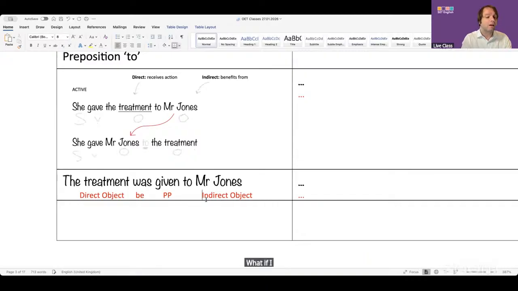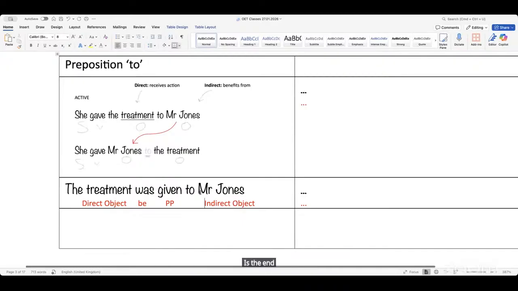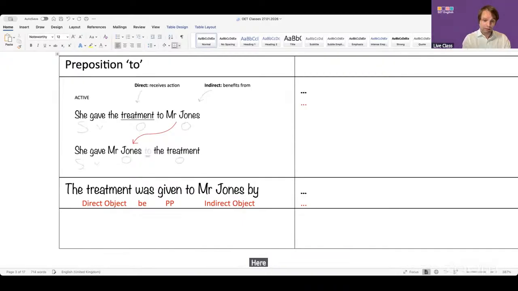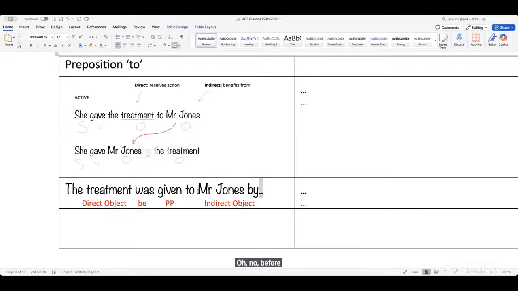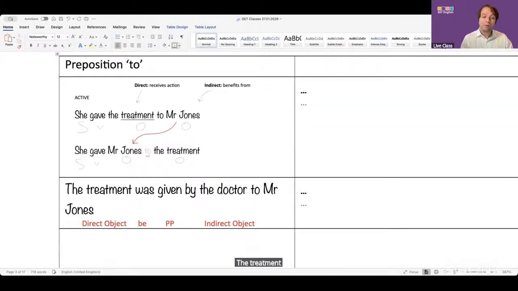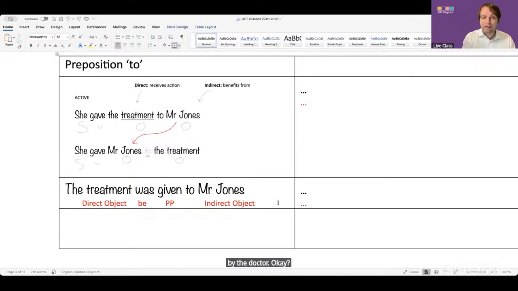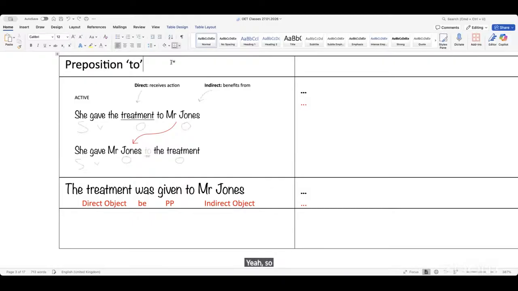What if I want to say the doctor? If I want to put a subject in, where do I put the subject? By the doctor. The treatment was given to Mr. Jones by the doctor, correct? Or before Mr. Jones. You can have both. You can say by the doctor here: the treatment was given by the doctor to Mr. Jones. That's correct. Or you can say the treatment was given to Mr. Jones by the doctor. Okay. Remember, in OET, do we need to say by the doctor, though? No.